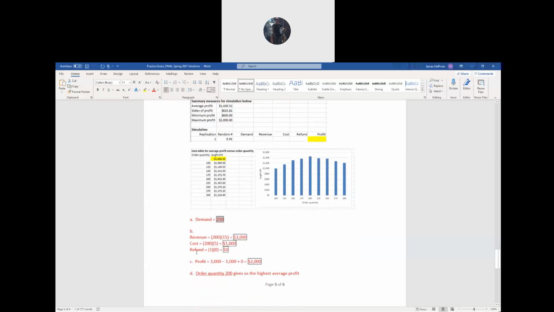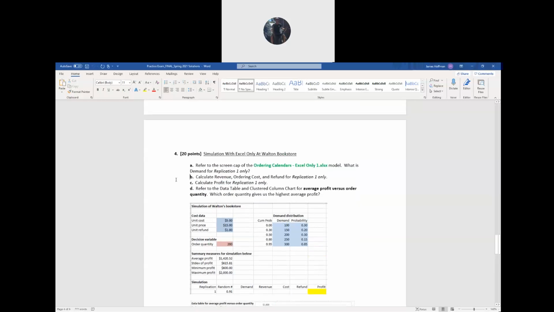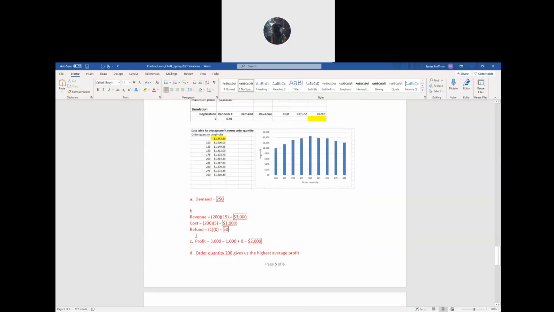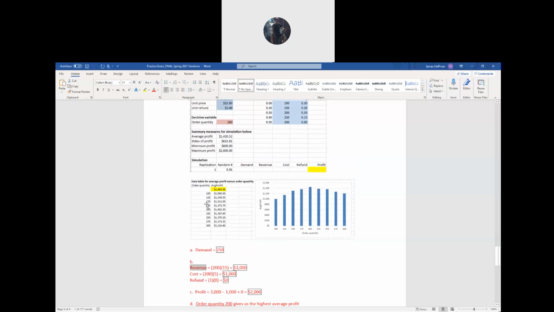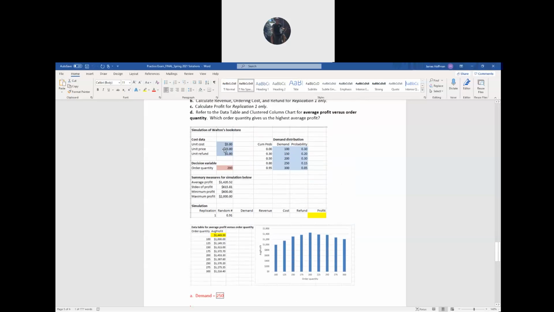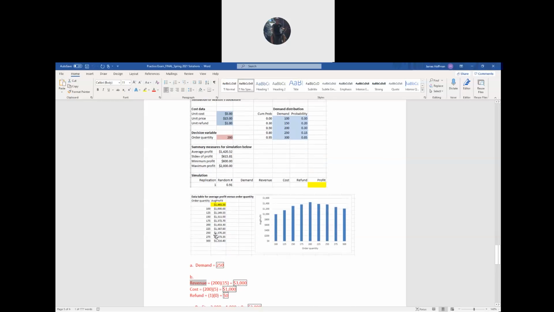Okay, B, we didn't look at the question yet. B: calculate revenue, ordering costs, and refund for replication one only. So revenue. Here are the costs: it costs $5 to order a book, we sell it for 15, and the refund is $1 if we get a refund. We're going to order 200, and then these are the demand distributions. Your answer for B, for everything, depends on what you got for part A, which is a demand of 250.